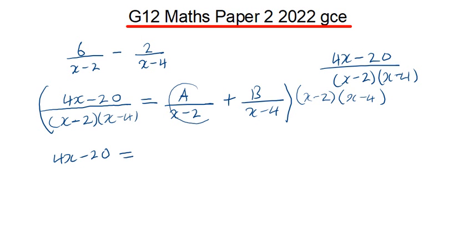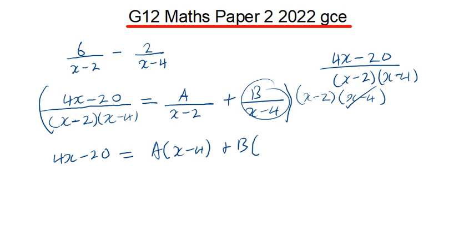is equals to, so if you multiply the A over x minus 2 by this one, this one and this one are going to cancel out and you're going to remain with A open bracket x minus 4, plus, same applies to this one. If you multiply the B over x minus 4 by x minus 2 multiplied by x minus 4, this one and this one are going to cancel out, so you're going to remain with B times x minus 2.